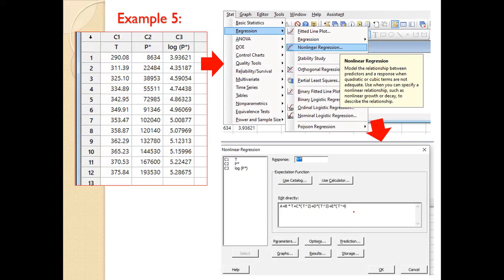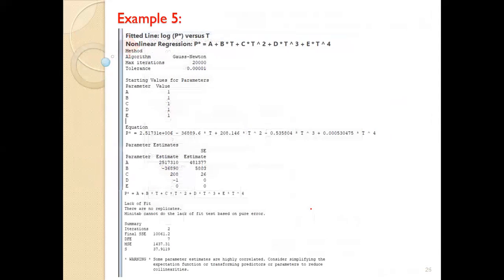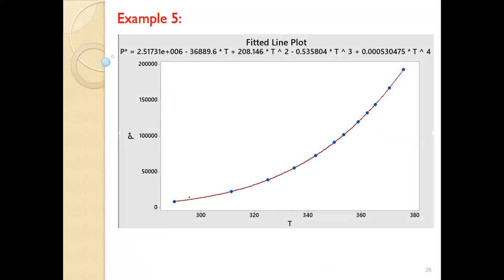This is for the polynomial, like this. You can type this. Okay, set 1, 1, and then you get the result, P star. Like this is the fit curve. I will show you later.